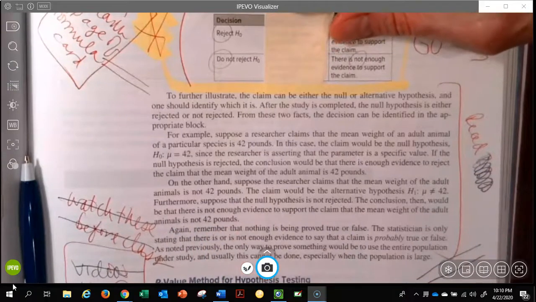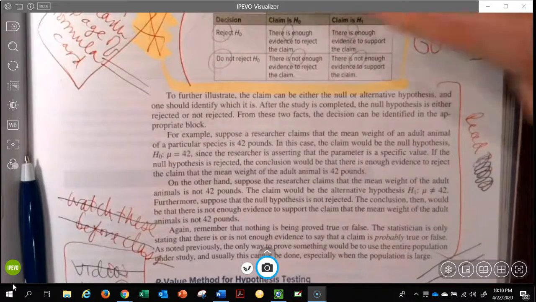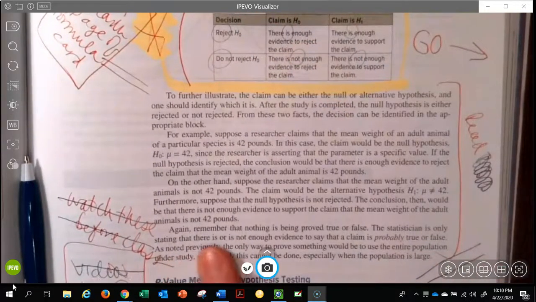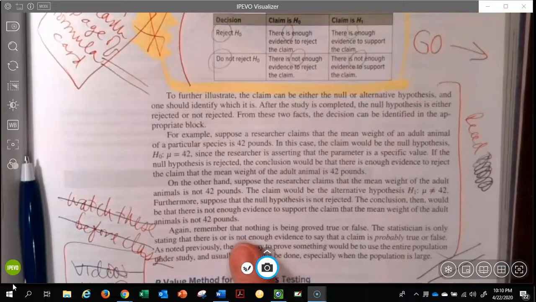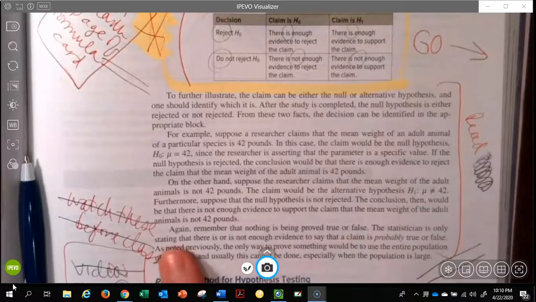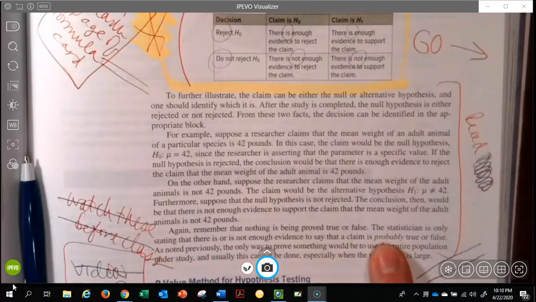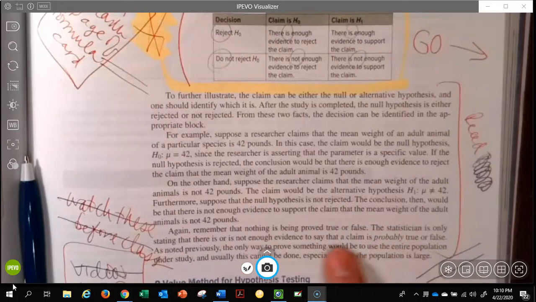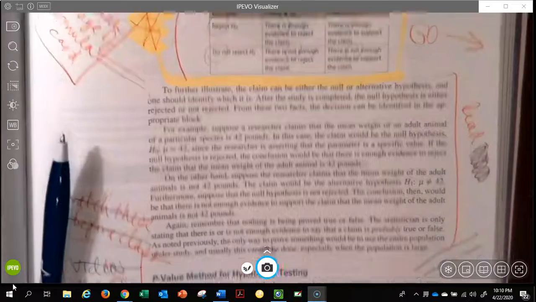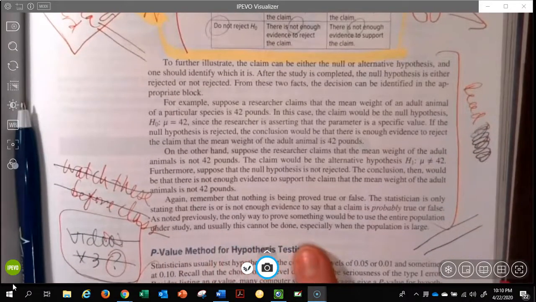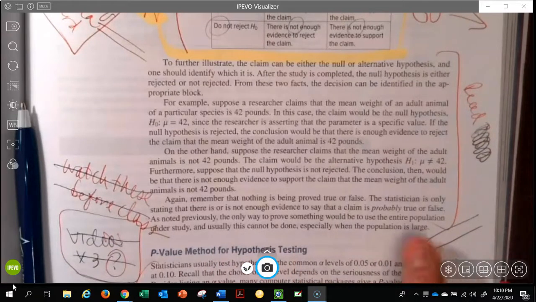Whew, I hope you started and stopped on this piece. And I hope that you've written this on your formula card, and I'll finish this up and say, again, remember, nothing is being proved true or false. The statistician is only stating that there is or is not enough evidence to say that a claim is probably true or false. And as noted, the only way to prove something would be to use the entire population under the study, and usually this cannot be done, especially when the population is large.